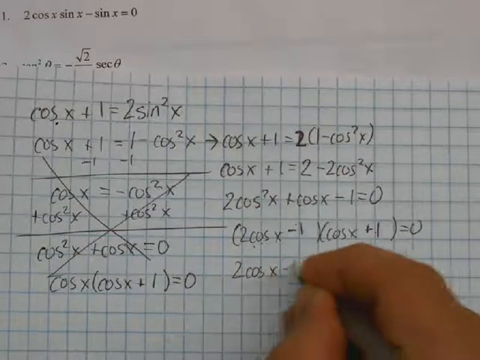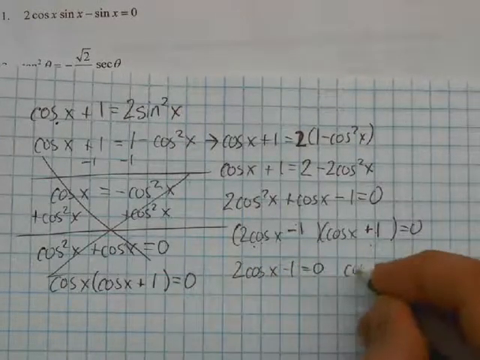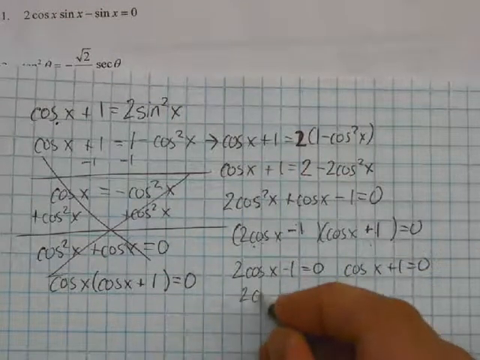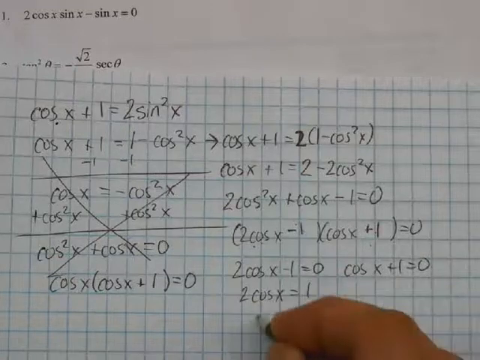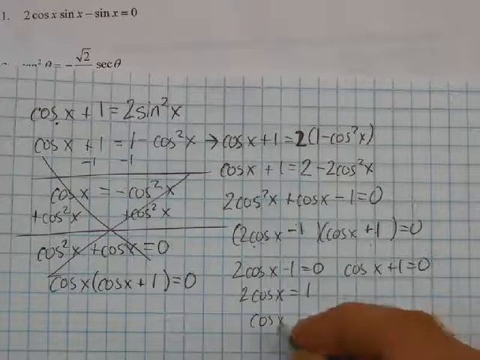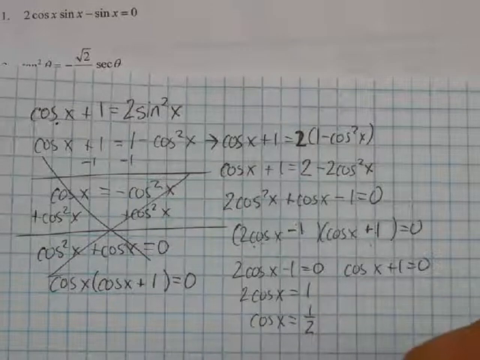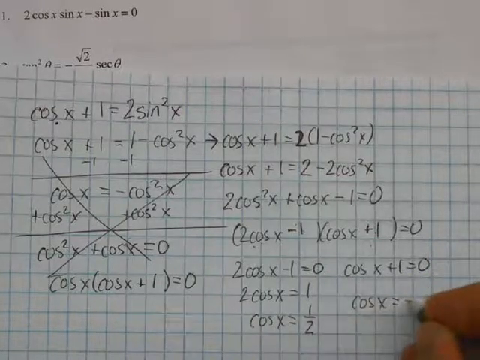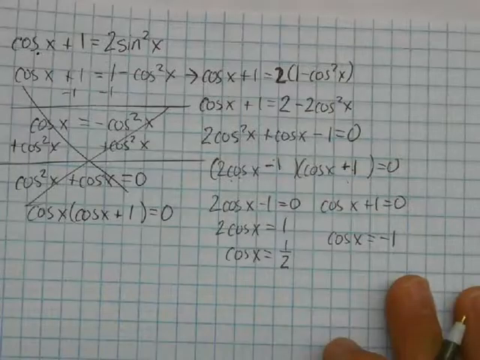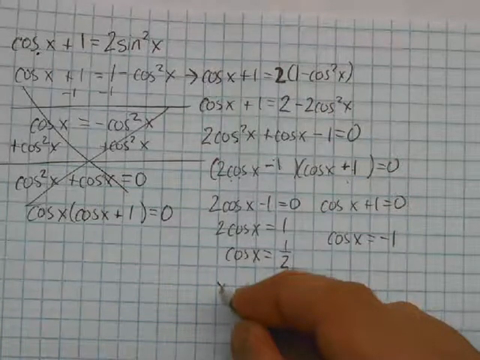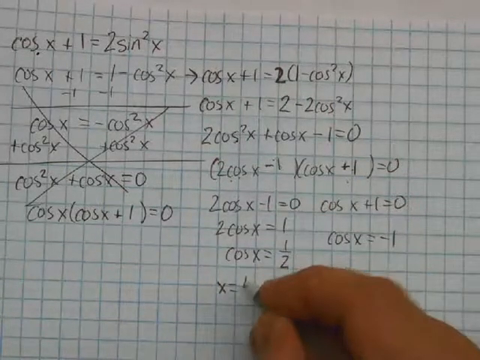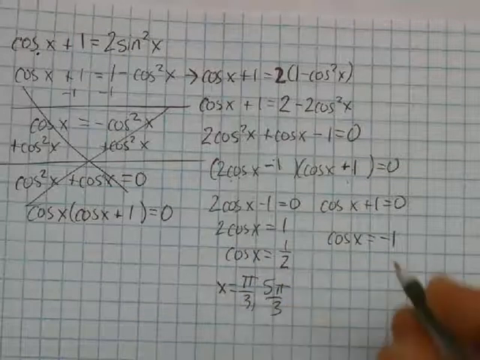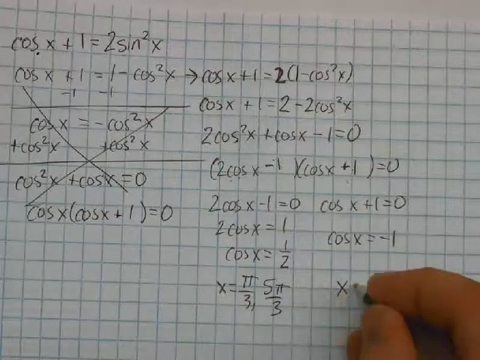So now we set each factor equal to 0. Here we'll add 1 to both sides, then divide by 2. And here we'll subtract 1 from both sides. So cosine is equal to 1/2 at pi over 3 and 5 pi over 3. And cosine is equal to negative 1 at x equals pi.